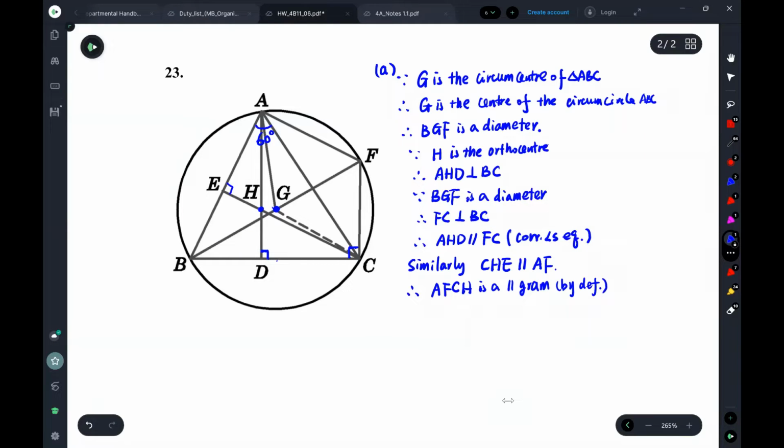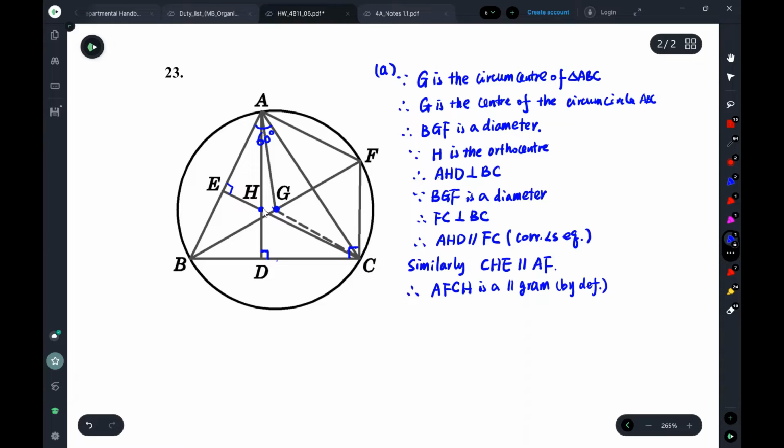Now look at the second task. The second task says to prove that AH and AG are equal. Normally when we want to prove AH and AG are equal, we will try an isosceles triangle.